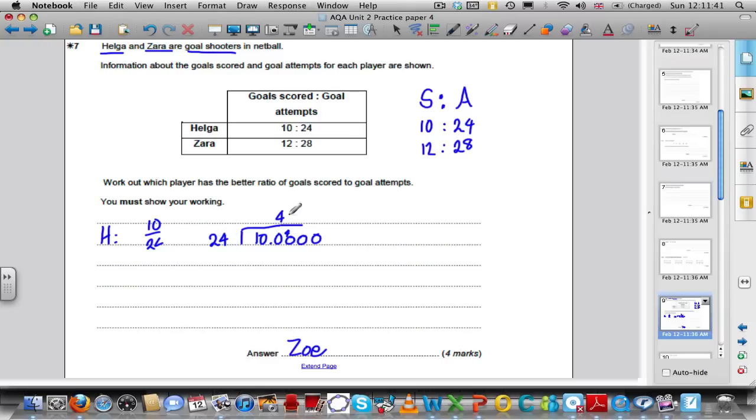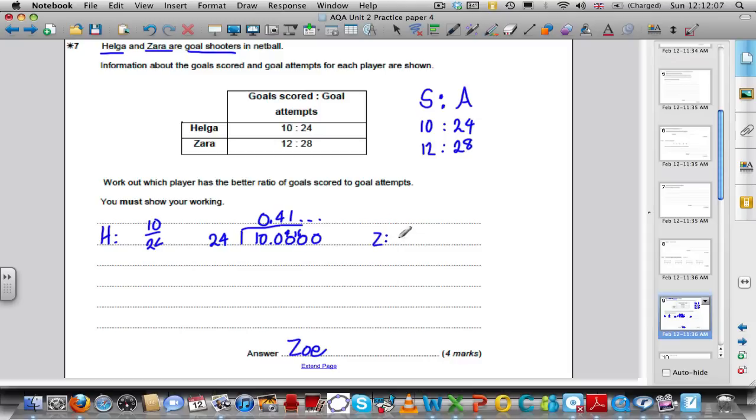Does 24 go into 40? Yes, 1 time, and it's got 16 left over. Does 24 go into 160? It must go in 5 times, 6 times, 7 times. Well, we've got 0.41 so far for Helga.